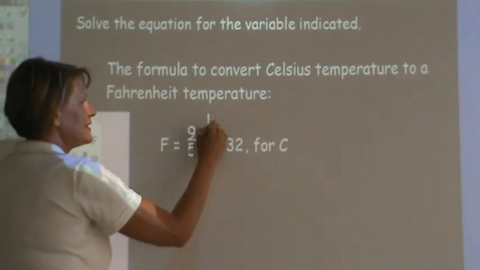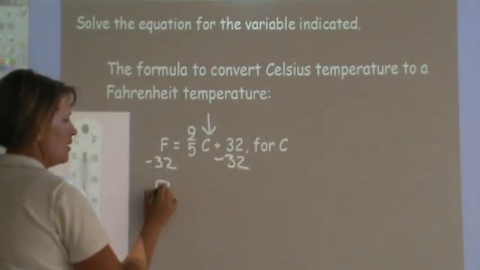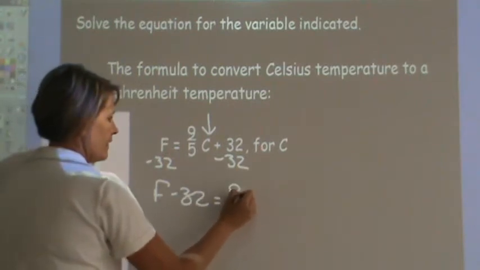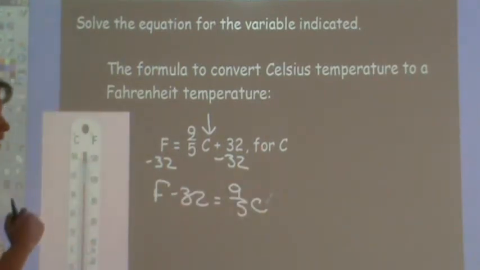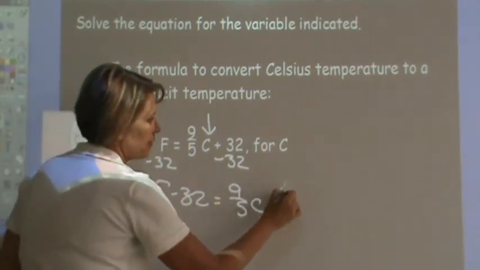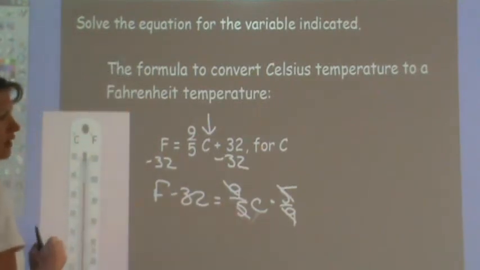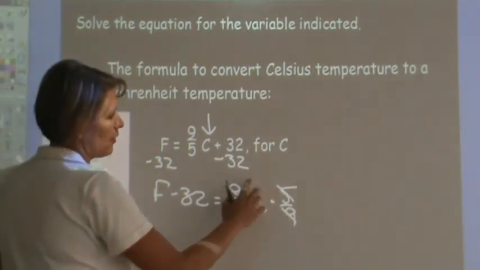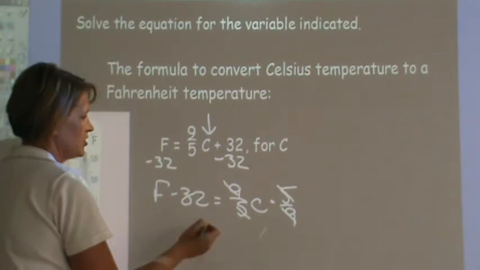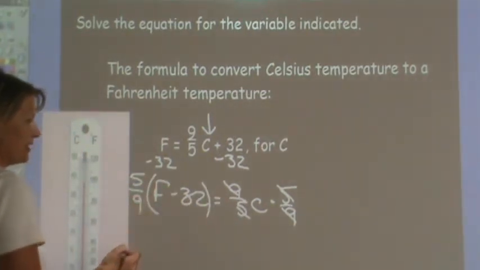So we want to get C by itself, okay? So we'll subtract 32. Okay, and now we want to get C by itself, so we're going to multiply by the reciprocal of 9/5, which is just 5/9. So basically what we're doing is 45 over 45, which is just 1. Okay, but if I multiply that side by 5/9, I have to multiply this side by 5/9.